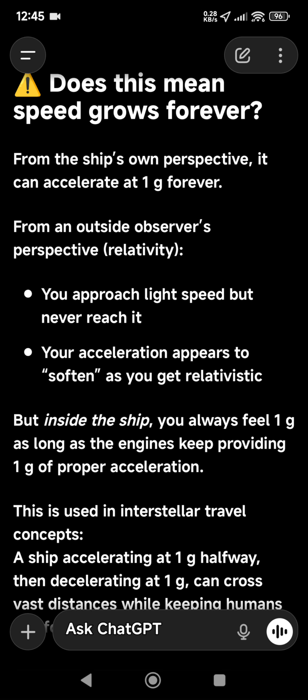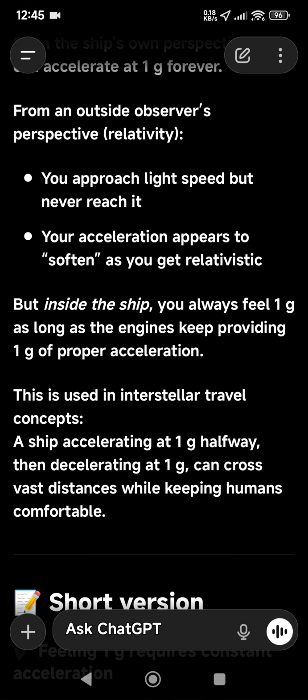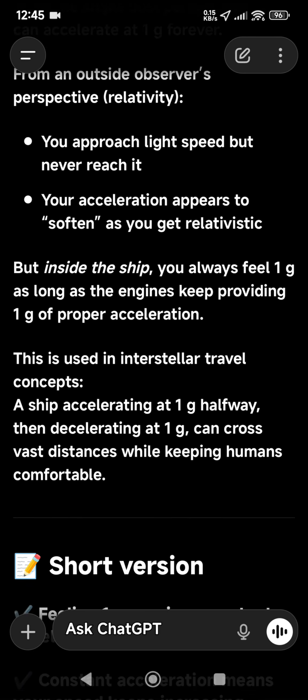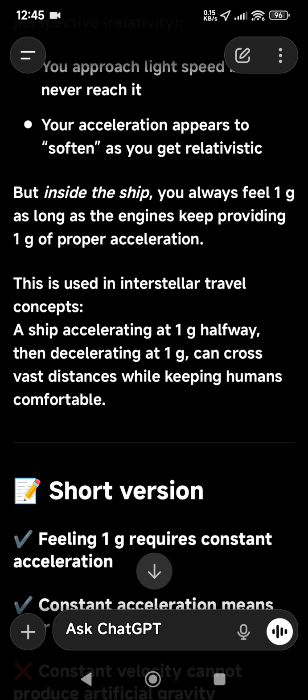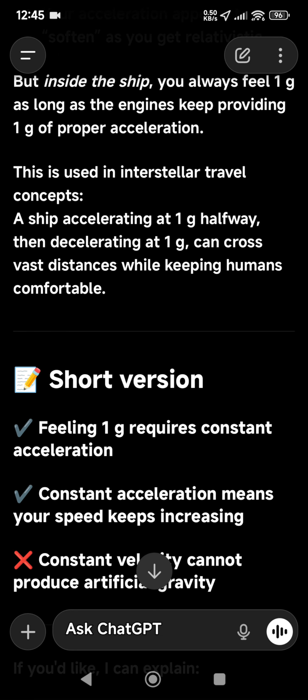Does this mean speed grows forever? From the ship's own perspective, it can accelerate at 1g forever. From an outside observer's perspective, relativity, you approach light speed but never catch it. Your acceleration appears to soften as you get relativistic. But inside the ship, you always feel 1g, as long as the engines keep providing 1g of proper acceleration. This is used in interstellar travel concepts. A ship accelerating at 1g, halfway, then decelerating at 1g, can cross vast distances while keeping humans comfortable.